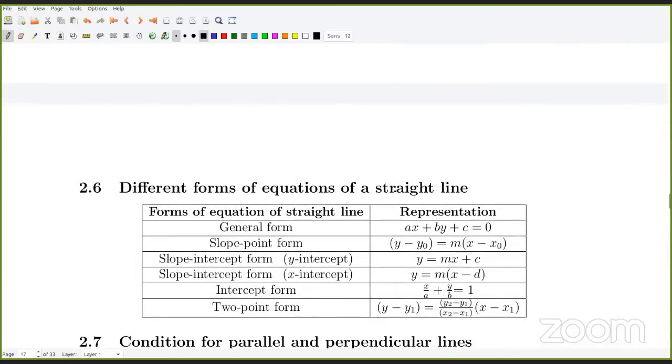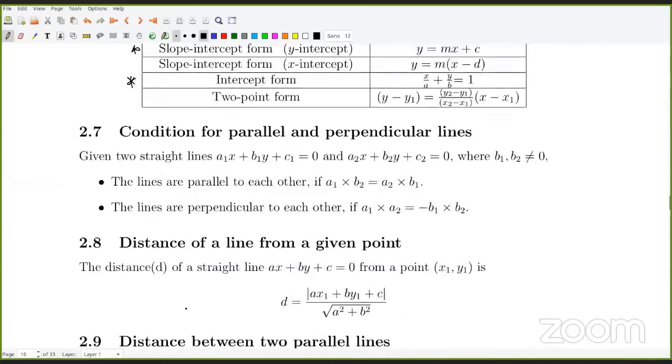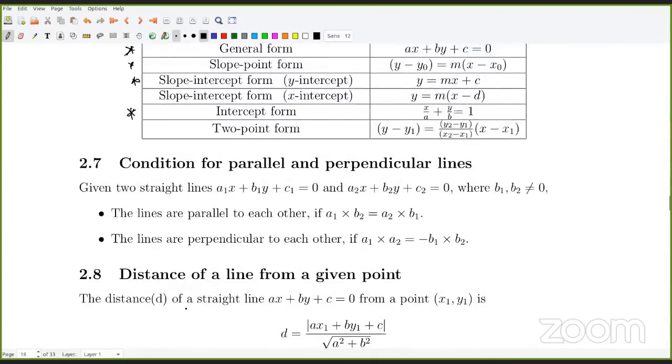So these are the very different forms of equations of a straight line. But one thing is sure, that from one form you can convert to another form. So there is the general form, the slope-point form, the slope-intercept form, and the intercept form. The two-point form is also not that important. You don't need to worry about some of these, but this one is important. Now we have seen the characterization of parallel lines and perpendicular lines.